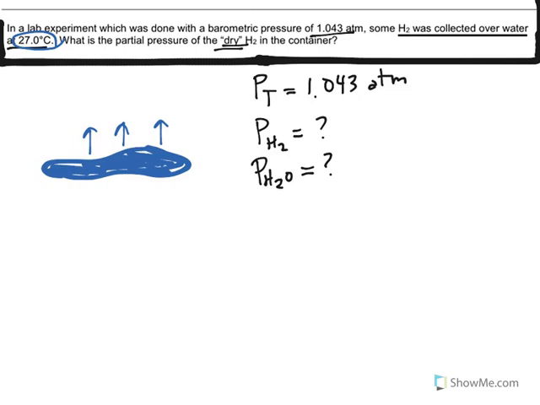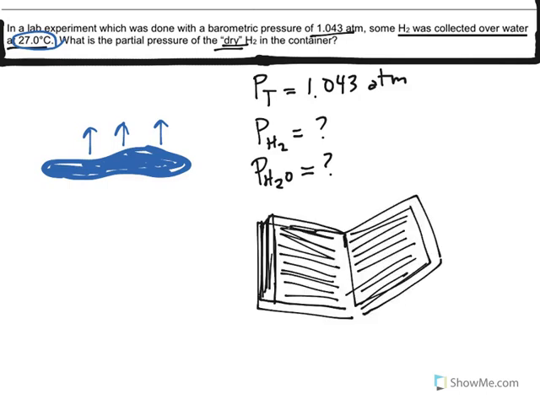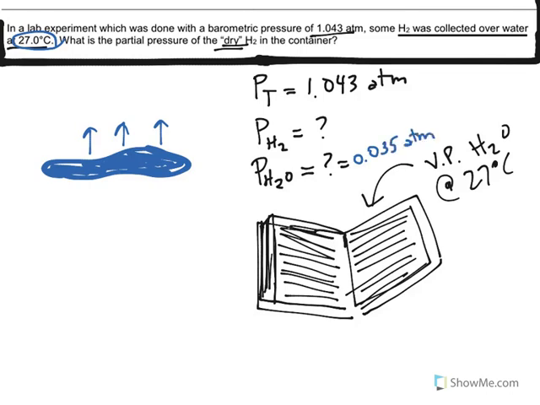What you would actually have to do is go into the scientific literature and look up what is the vapor pressure of water at 27 degrees Celsius. And when you do that, you come out with 0.035 atmosphere. Obviously, we have to look this information up. This wasn't given to us, and you're not expected to just know them. So now the question is, how do you solve for the partial pressure of hydrogen?